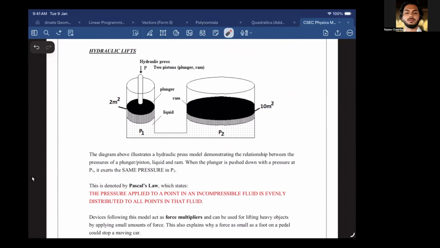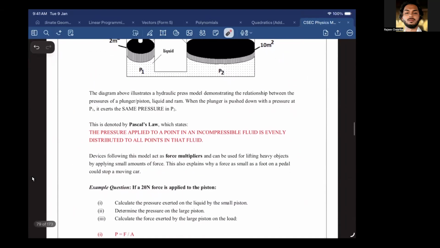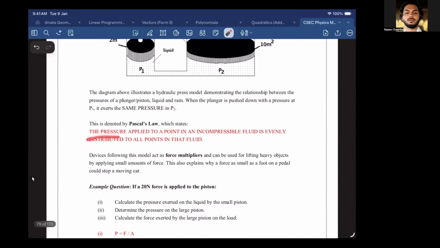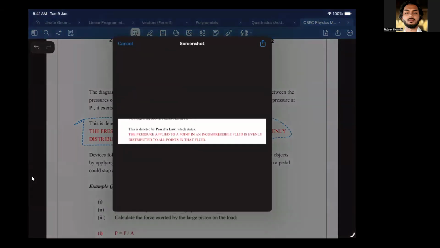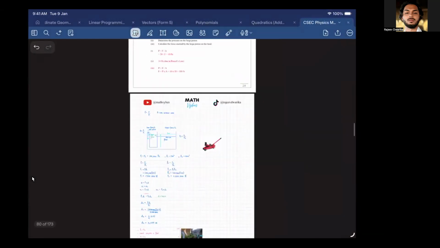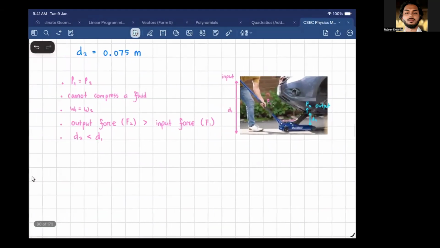Right? So the diagram above illustrates a hydraulic press model demonstrating a relationship between the pressures of a plunger, piston, liquid, and ram. When the plunger is pushed down with a pressure at P1, it exerts the same pressure in P2. Right? And this is denoted by Pascal's law, which states that the pressure applied to a point in an incompressible fluid is evenly distributed to all points in that fluid. You need to know this. This is very important. Pascal's law. It is essentially the fancy way of saying what we just said, right?